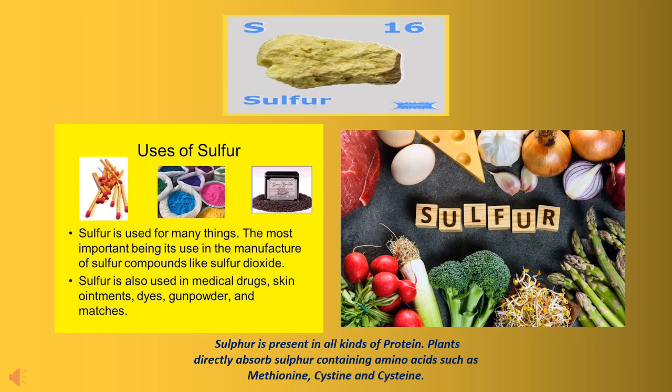Sulfur is present in all kinds of proteins, which is essential and is taken by all living beings. Plants directly absorb sulfur-containing amino acids such as methionine and cysteine.